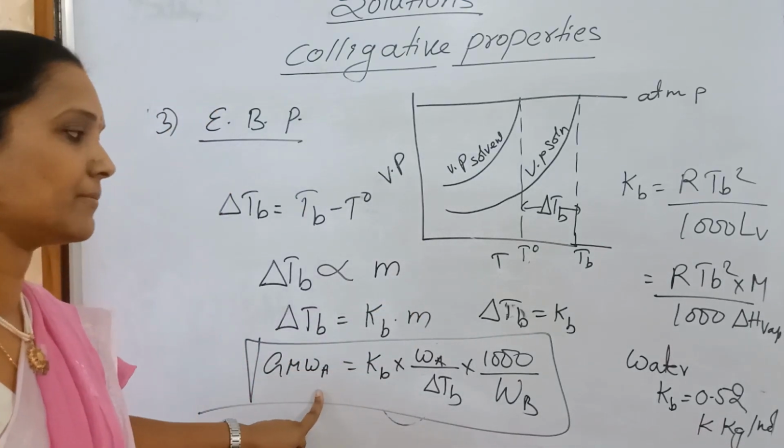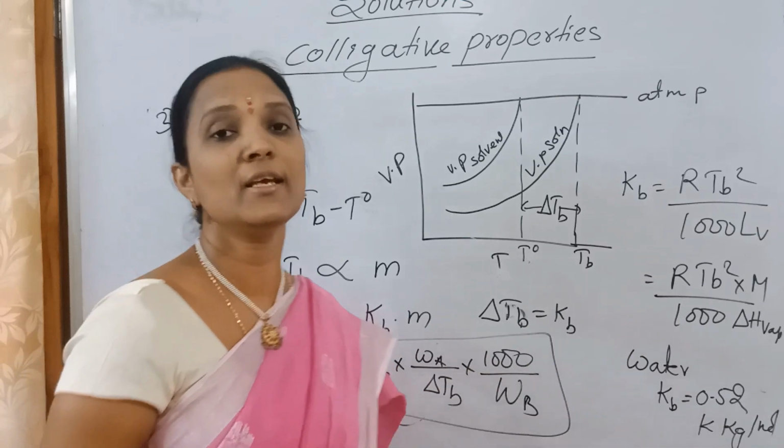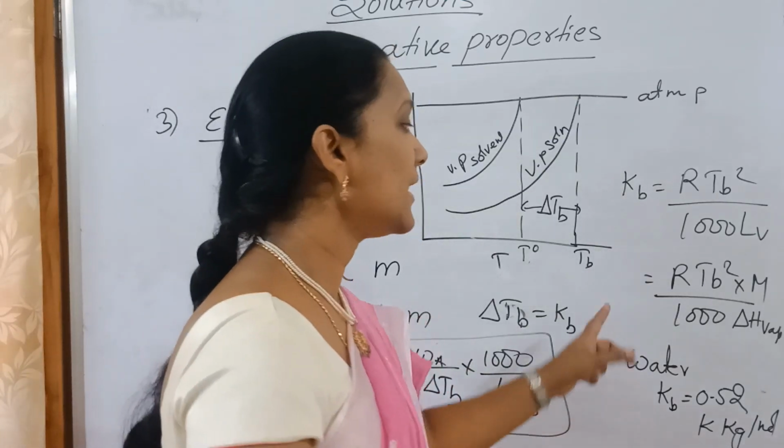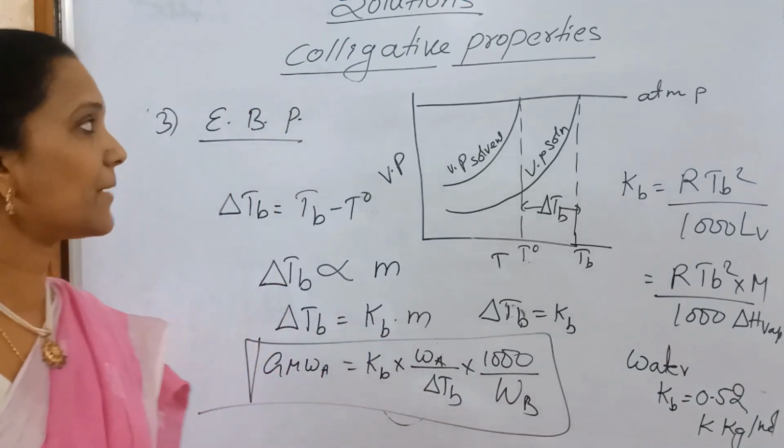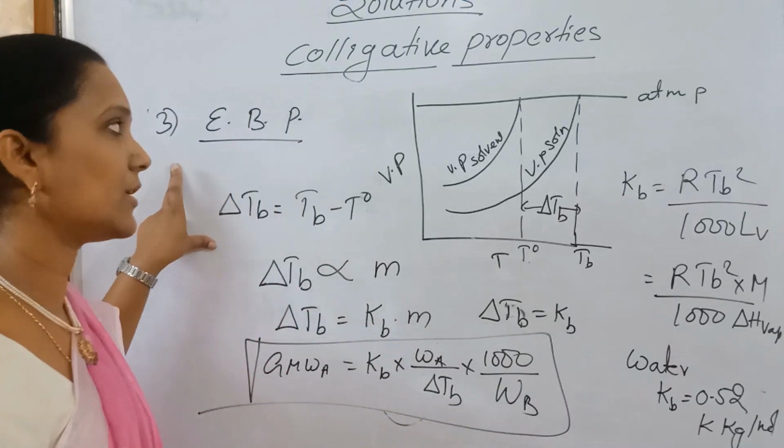Then this is the formula, and this Kb is an important one. It is called the ebullioscopic constant. It depends on the nature of the solvent, and its units are Kelvin kg per mole. This is the third colligative property.